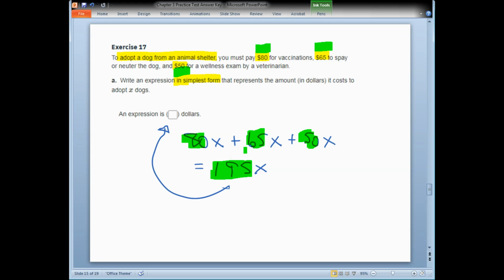For X dogs, I don't know how many dogs I'm going to get. Maybe 20, maybe 17, maybe 1, maybe 36, right? So I don't know, but I can figure out how much it's going to cost me to vaccinate, spay or neuter, and have a wellness exam. It's 195x. All right, that's the expression that represents how much it's going to cost you. So that's part A of the problem.